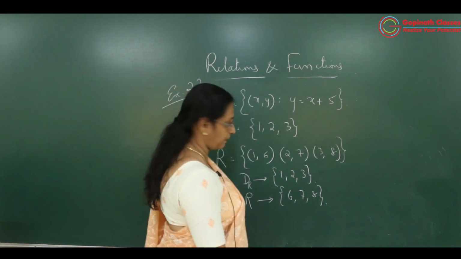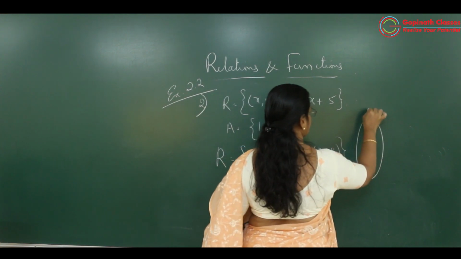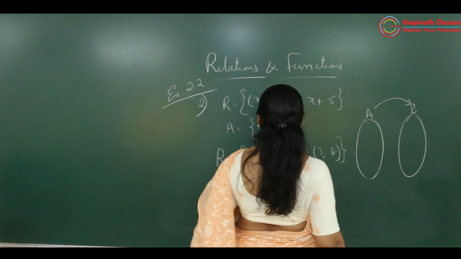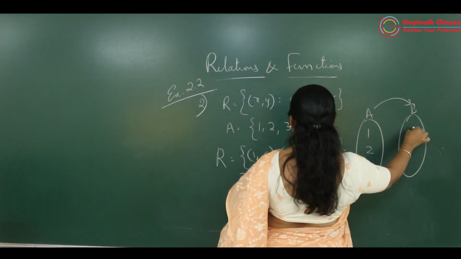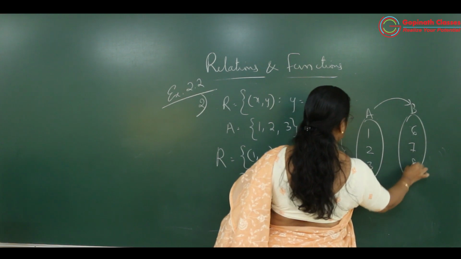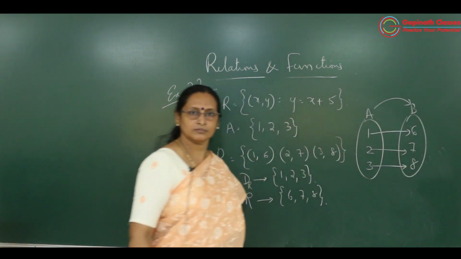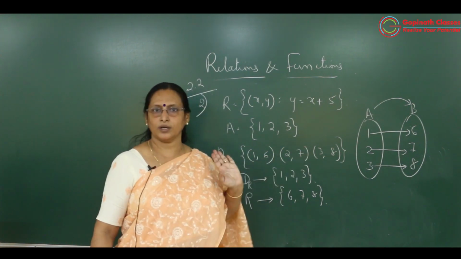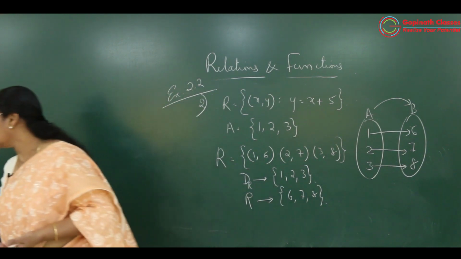Now, how to depict this in an arrow diagram? Arrow diagram is very simple. This is set A and this is set B, and the relation is from A to B, with 1, 2, 3 and 6, 7, 8, and this is the relation. So the arrow diagram is done, the domain and range are done, and the relation is done. So all the questions are answered. Come to the next question, the third question.